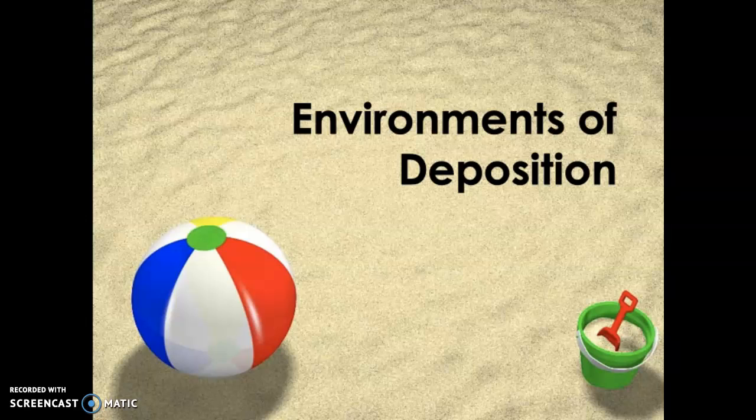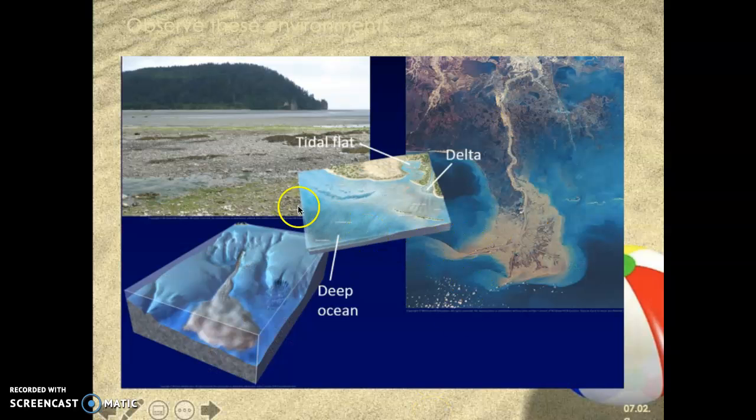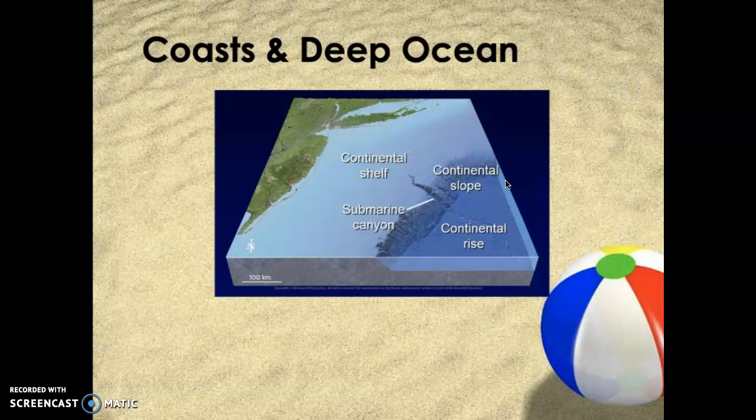So this week we're talking about environments of deposition that occur in association with the ocean or the marine environment. So we're talking about coastal environments. Here you can see beaches, coastal dunes, we've got reefs, and we're also going to talk about what happens when you get farther from the shore, so the deep ocean as well.